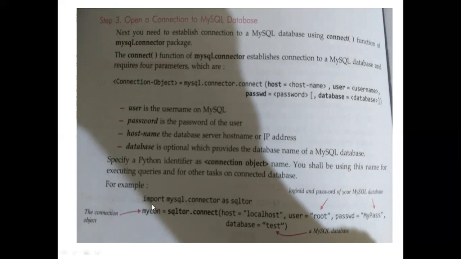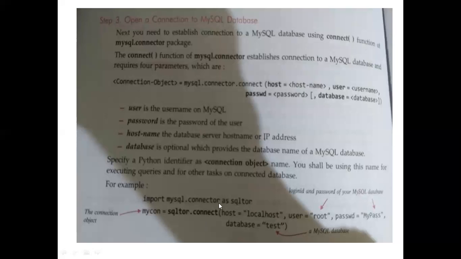For example, you have to import mysql.connector as SQL. This is the alias name. Then mycon equal to SQL.connect. You have to pass four arguments. Host equal to localhost, user equal to root, password equal to mypass, and database equal to test. This depends upon your system. Whatever username you are using, you have to write here. Whatever password you gave for the SQL user, you have to write that password here. So mycon is the connection object. The connection object name is mycon equal to SQL.connect. You have to write these four arguments and give the values for them.